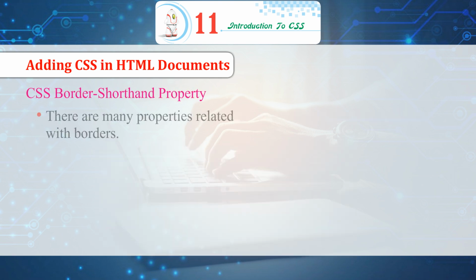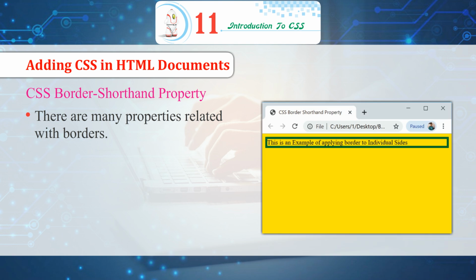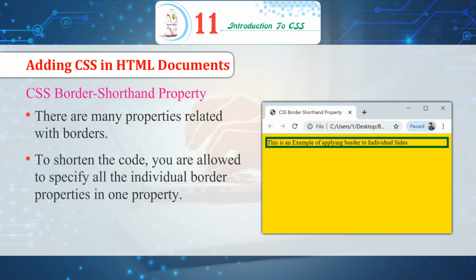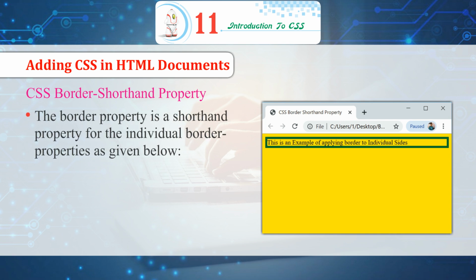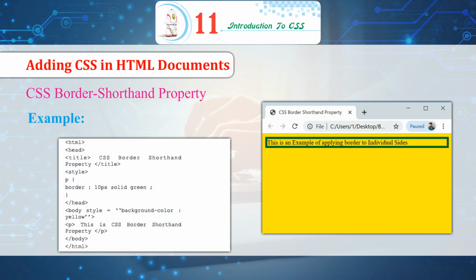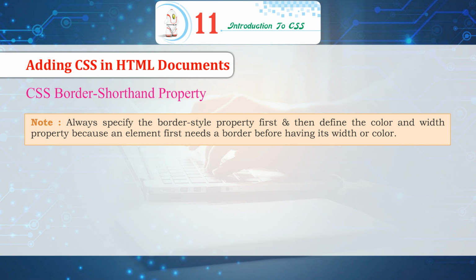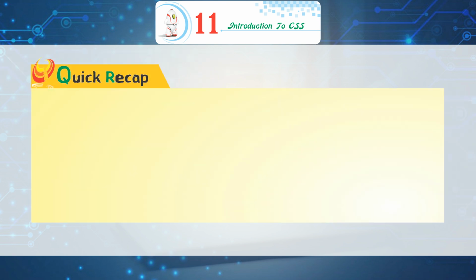CSS border shorthand property. There are many properties related with borders. To shorten the code, you are allowed to specify all the individual border properties in one property. The border property is a shorthand property for the individual border properties as given below. Example: Note: always specify the border style property first and then define the color and width property, because an element first needs a border before having its width or color.